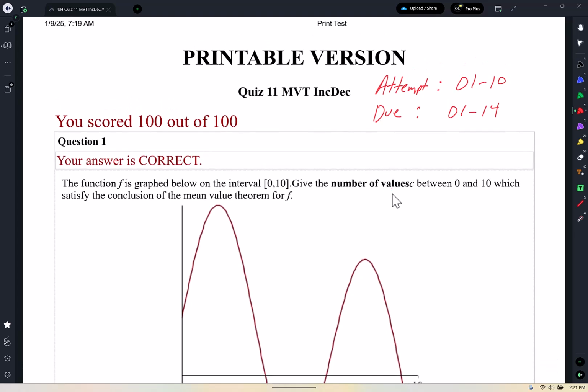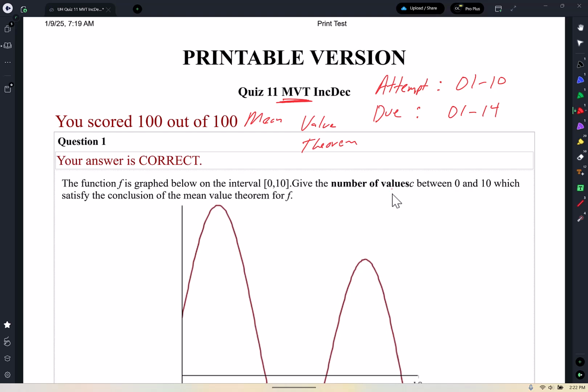Okay, try really hard not to use the acronym. MVT stands for mean value theorem. And you can use the mean value theorem when you're continuous on your closed interval and differentiable on your open. If you have a function, as long as it doesn't have any corners or vertical tangents, you're gonna be able to use it. Does that make sense?